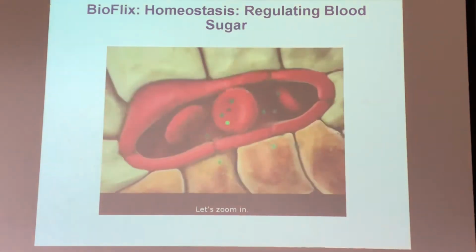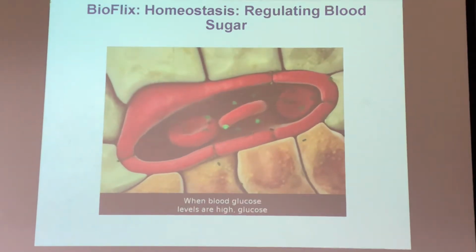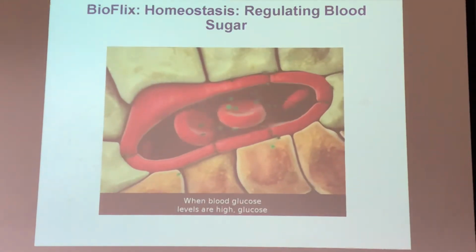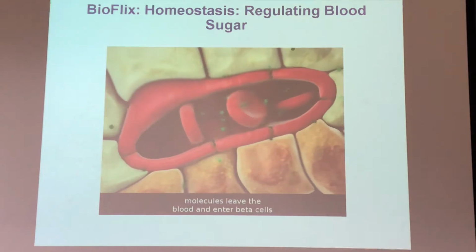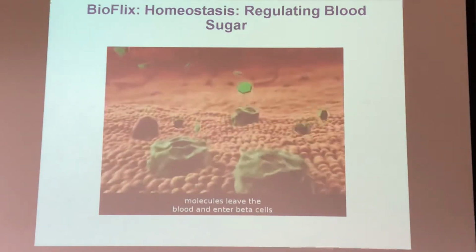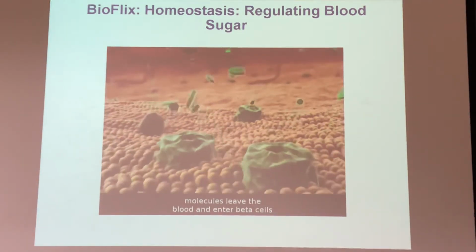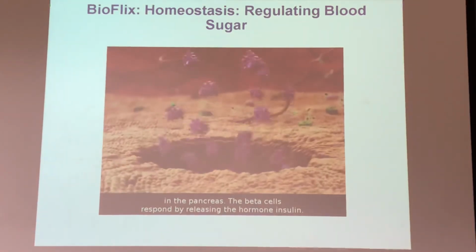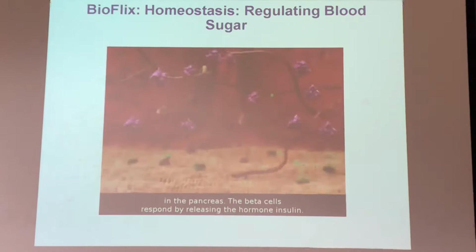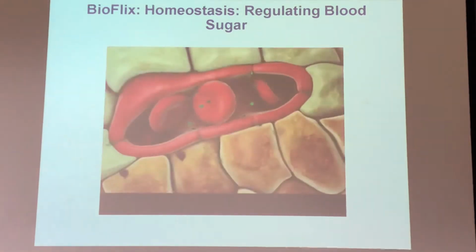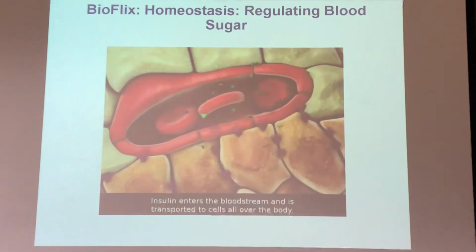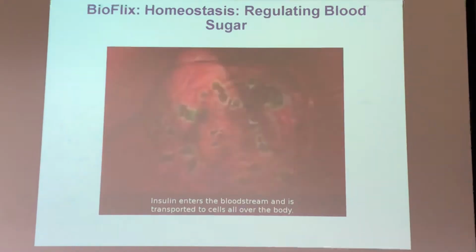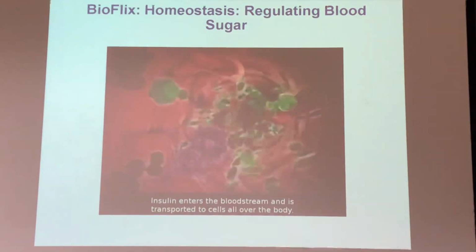Let's zoom in. When blood glucose levels are high, glucose molecules leave the blood and enter beta cells in the pancreas. The beta cells respond by releasing the hormone insulin. Insulin enters the bloodstream and is transported to cells all over the body.